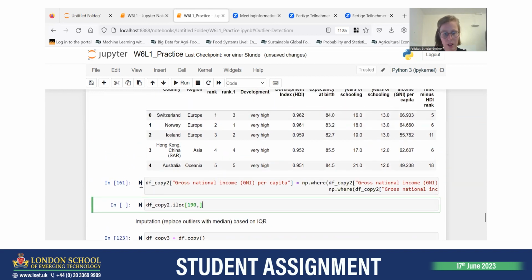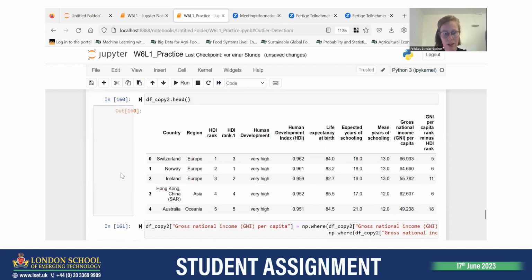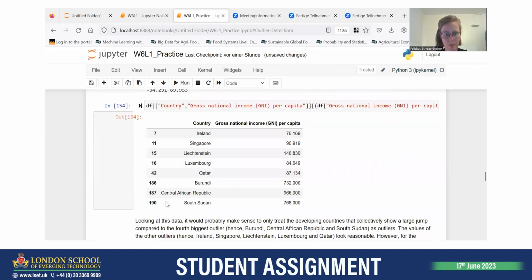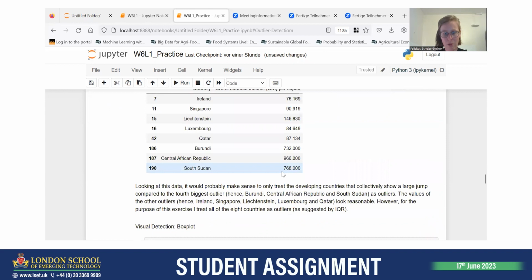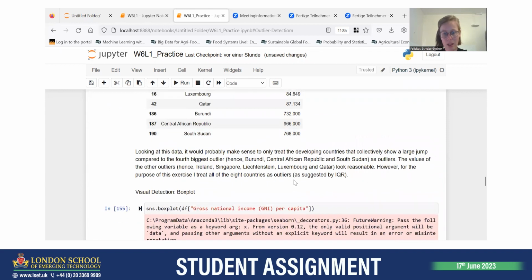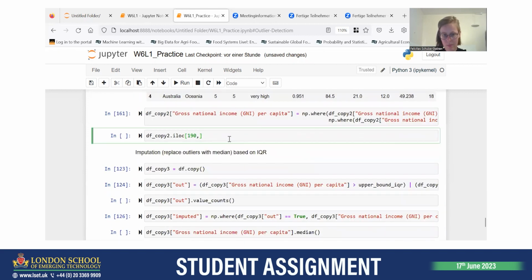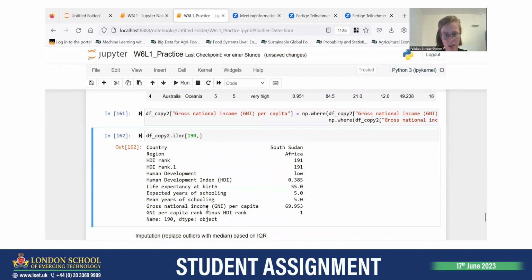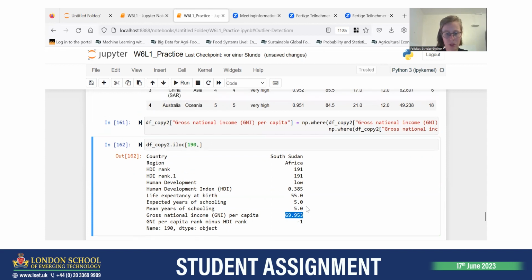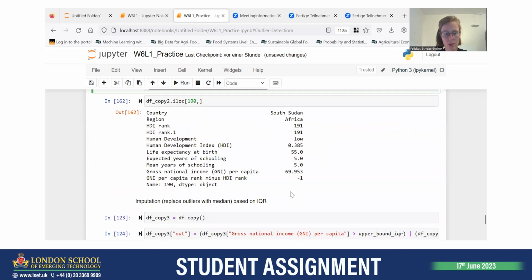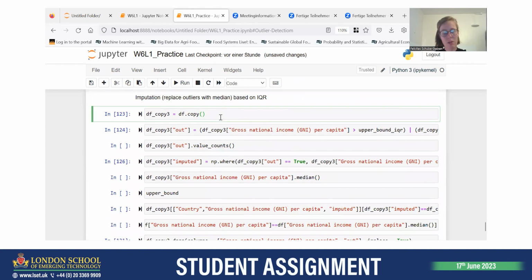And just to check that it worked, I will look for one of the outliers, 190, which was, in this case, South Sudan, and check if it replaced this high value with the upper bound. So I do this now. And here you can see that it actually is a new value here at 69, which was the upper bound. So it worked.